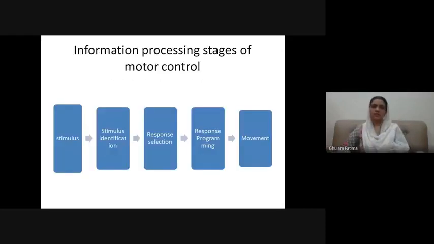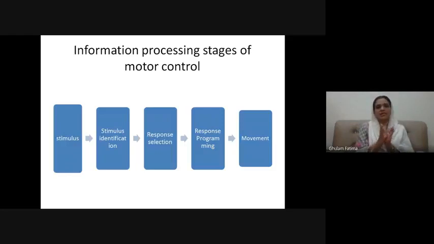The first is the stimulus. What kind of stimulus is provided for you? And the stimulus can be of various types. It can be an auditory stimulus, like your mother's voice. It can be a visual stimulus. It can be a tactile stimulus. So there are a variety of stimuli that can be provided for you.